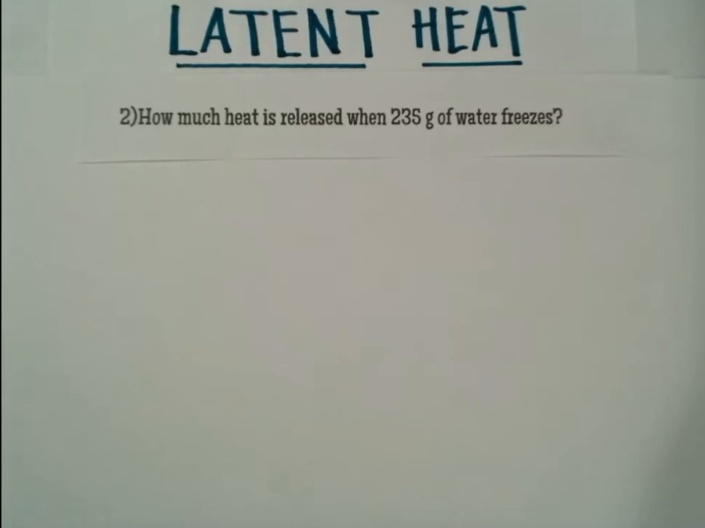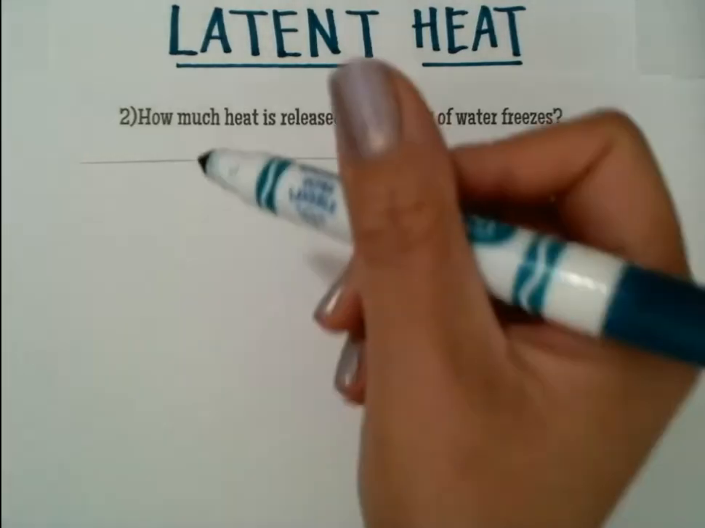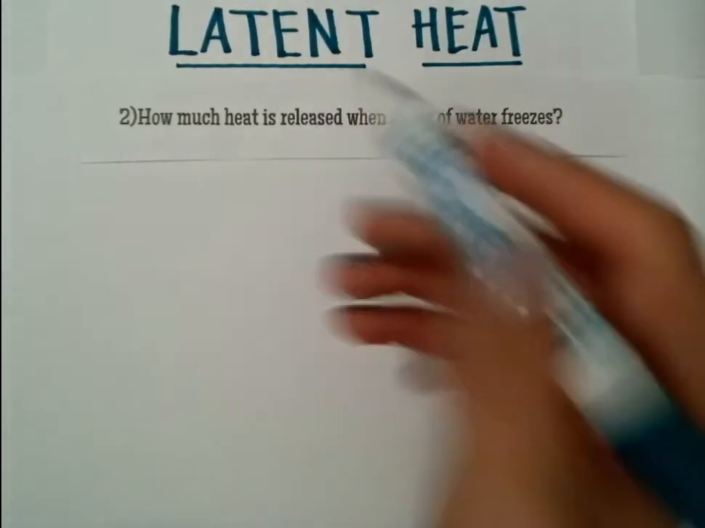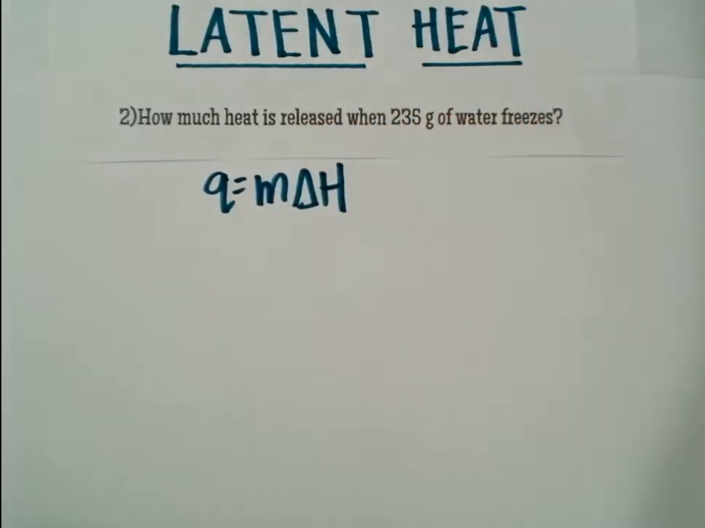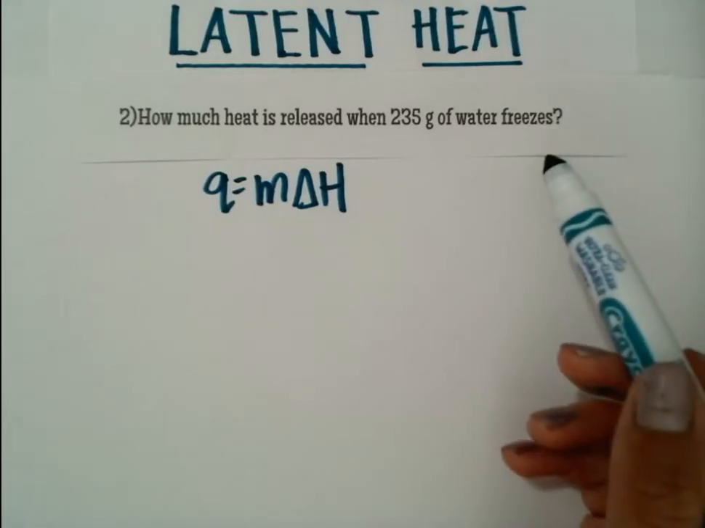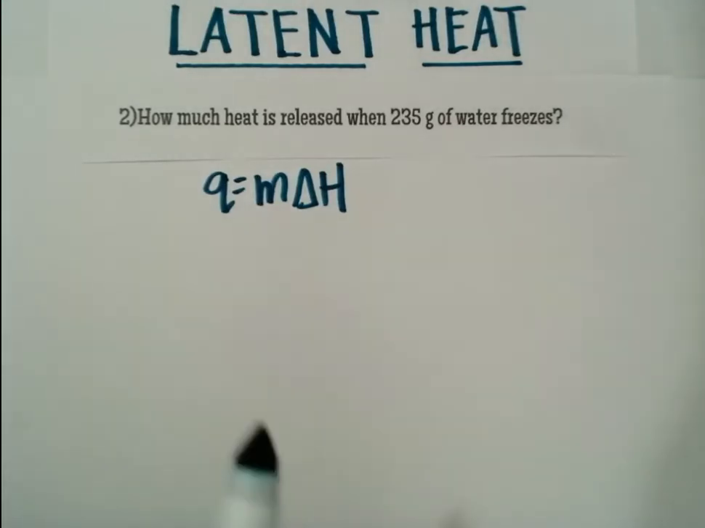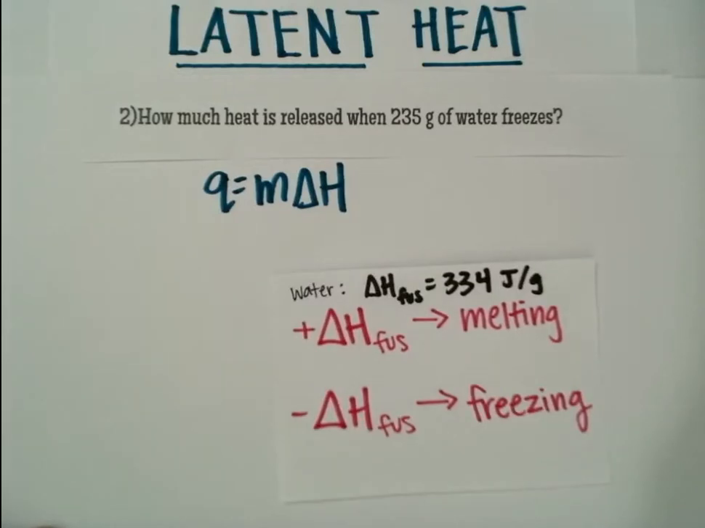Here's example number 2. It says how much heat is released when 235 grams of water freezes. So we are looking at a phase change because it says freezes, so I know that I'm going to use Q equals M delta H. Now remember, freezing is going from a liquid to a solid, so I am going to use delta H of fusion.